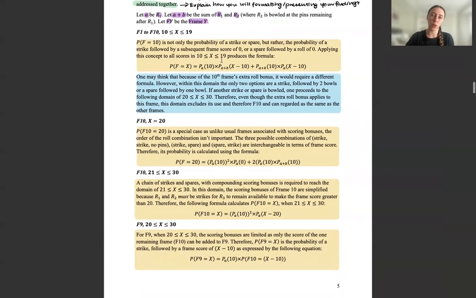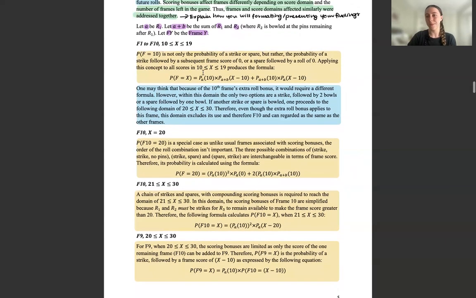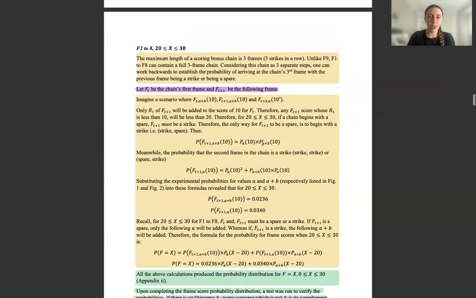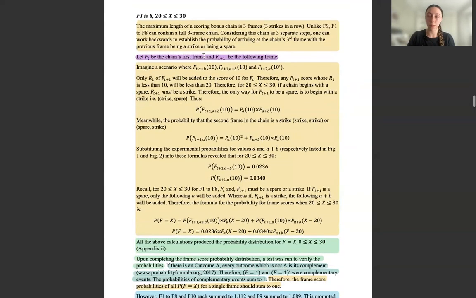You can see I have more maths here where I was working out the probability formulas and justifying why they were the case. And here I have some reflection on: one may think that because of the 10th frame extra roll bonus, it would require a different formula. However, within this domain, the only 2 options are a strike followed by 2 bowls or a spare, and there was a whole justification for it. But again, this was my initial assumption. However, this is not the case because of these things, and that's why I've done it. Why have you done the things that you've done? Because of this reflection. Again, labeling my variables.